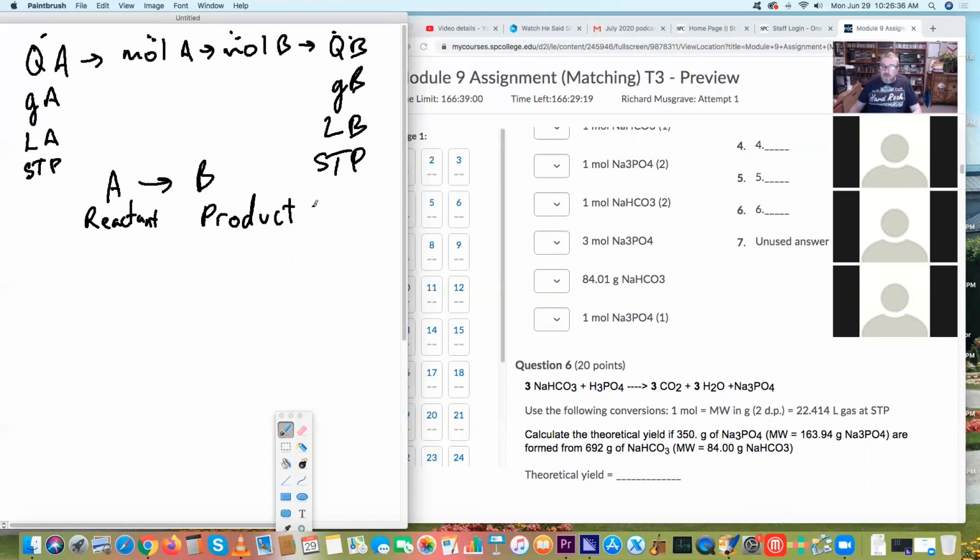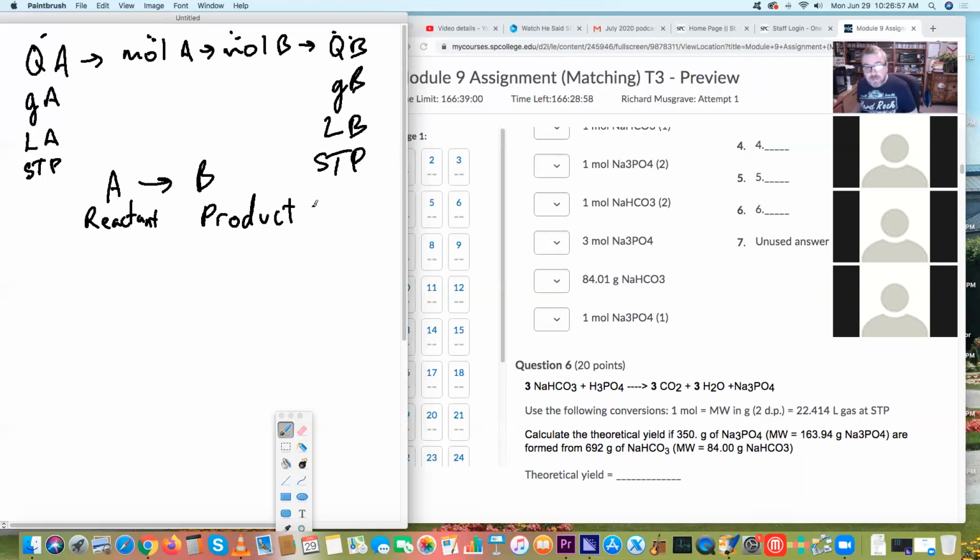Now you'll notice that we are given a certain amount of product here. It says 350 grams. That's what we got. But the thing is that we were supposed to actually get more than that. Theoretically, we should have gotten much more than that, but we didn't. We have to figure out exactly how much we were supposed to get.